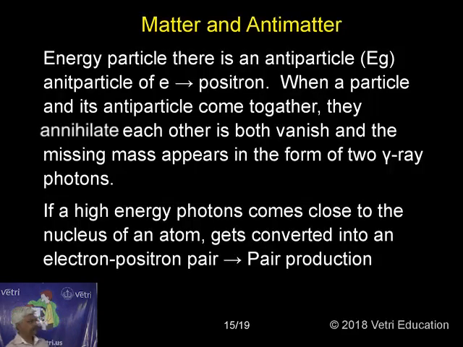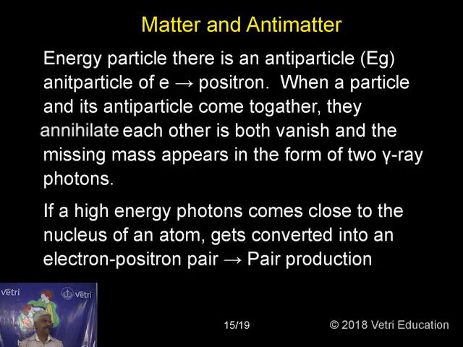Then matter and antimatter. We know the electron has a negative charge. There is also an antiparticle, the electron with a positive charge, which is called the anti-electron, or positron. Like that, the proton with a negative charge is called the antiproton. So many particles like that are there.